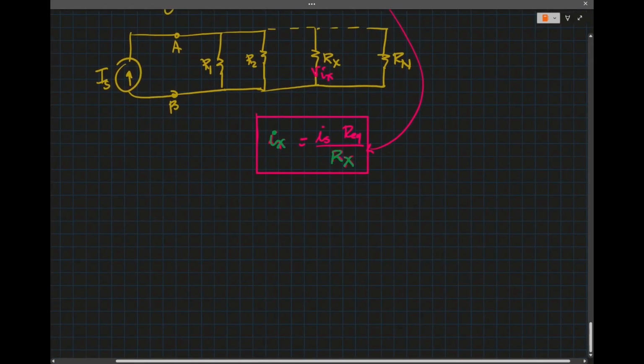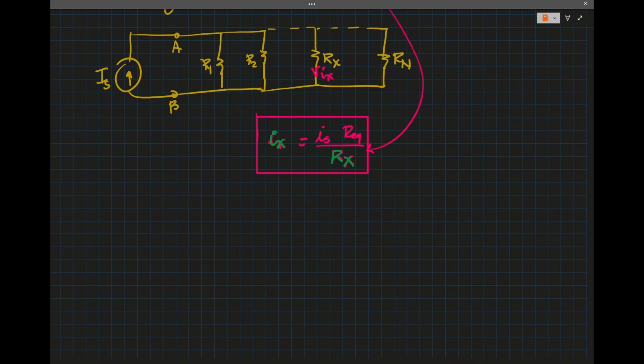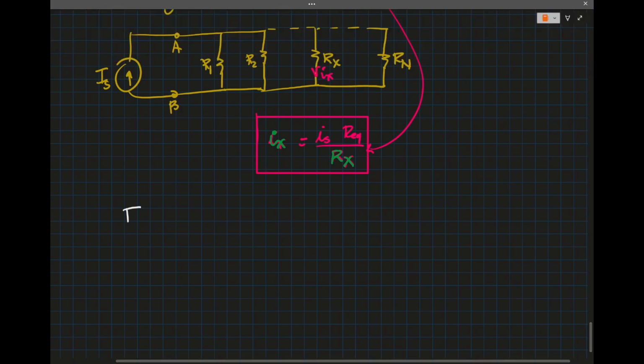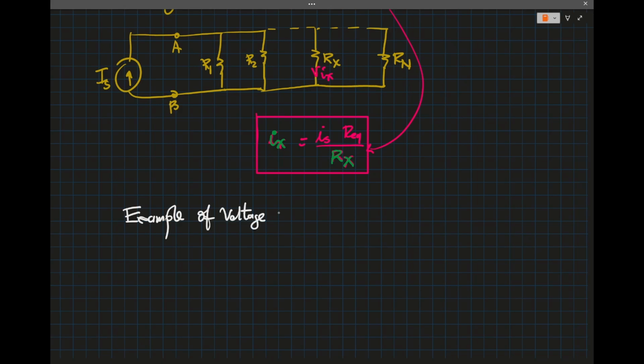Okay, so now let's do an example of voltage division. Okay, so an example of voltage and current division.